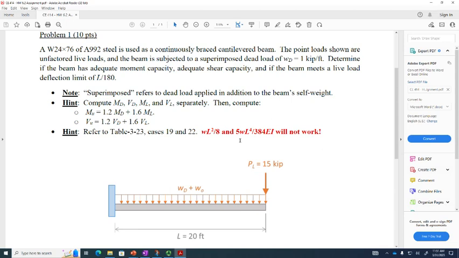wL squared over 8 and 5wL to the fourth over 384EI are not going to work on this problem, because this is not a simply supported beam subjected to a uniformly distributed load. We have a cantilever beam with point loads and distributed loads. You've got to go through the process and categorize those correctly. But we have a live load deflection limit of L over 180, and we have a W24x76.